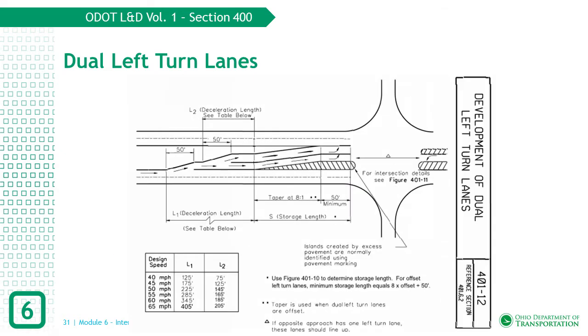Figure 401-12 shows how to develop dual left turn lanes. This figure highlights two different deceleration lengths for a given design speed because it is assumed that the vehicle using L2's deceleration length would already have been slowing down, and wouldn't be starting at the design speed value. Also note that the right-hand left turn lane should be aligned with the single left turn lane if only one left turn lane is present on the opposite approach.